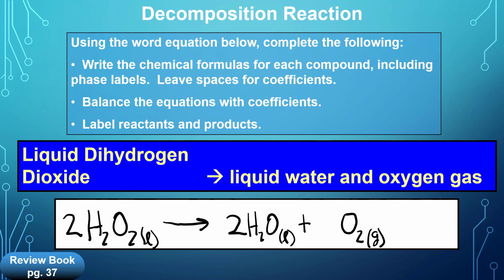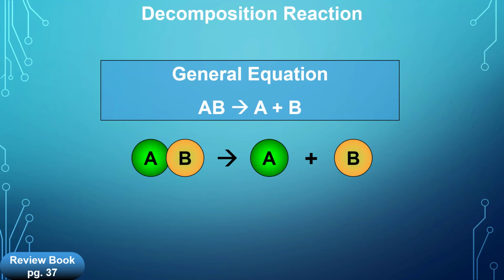All right, so in the decomposition reaction, you can see that the dihydrogen dioxide, otherwise known as hydrogen peroxide, has broken down into 2 separate things, the water and oxygen. Here's the general equation for a decomposition reaction.